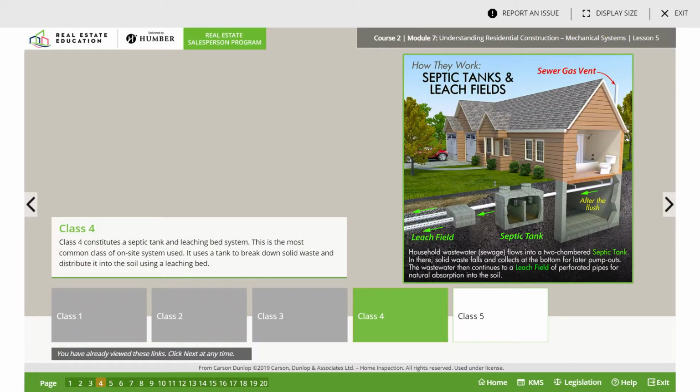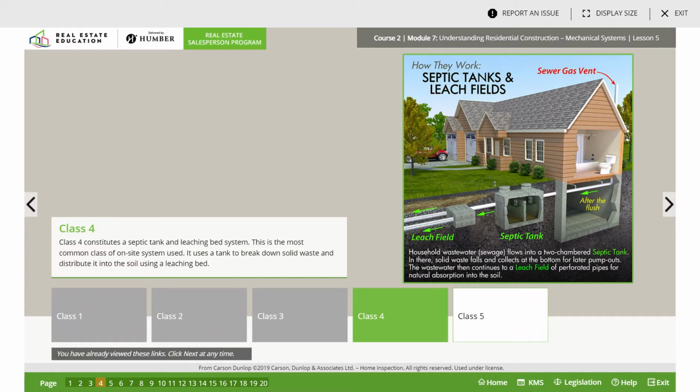Class 4 constitutes a septic tank and a leaching bed system. This is the most common class of on-site system used. It uses a tank to break down solid waste and distributes it into the soil using a leaching bed. So here you can see the diagram of how things work. There's a toilet, the waste goes into the tank. The tank is also underground, maybe in the backyard or the front lot. And then the water goes through the leaching field.